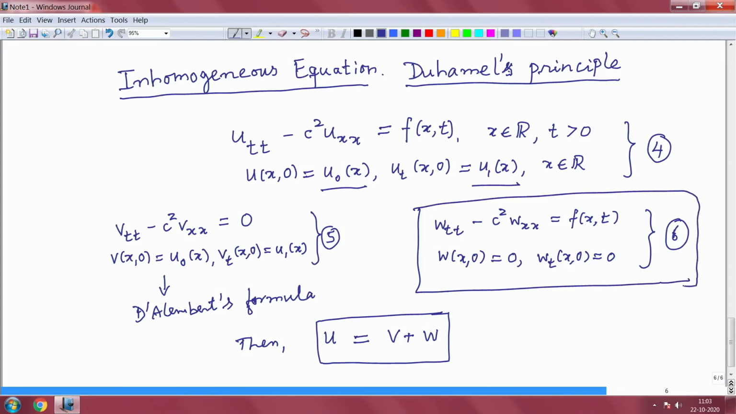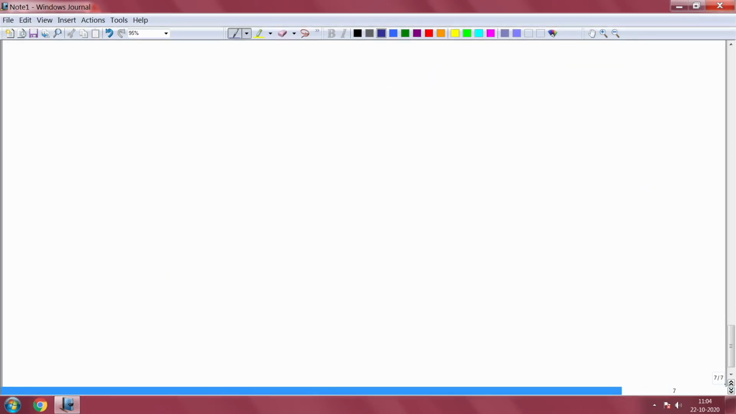With this reduction, it is sufficient to assume that the initial conditions are 0. That is, homogeneous initial conditions, and only the inhomogeneous term is in the equation. This is solved by Duhamel's principle. To solve problem 6, we convert it into an initial value problem. That is the idea of Duhamel's principle.